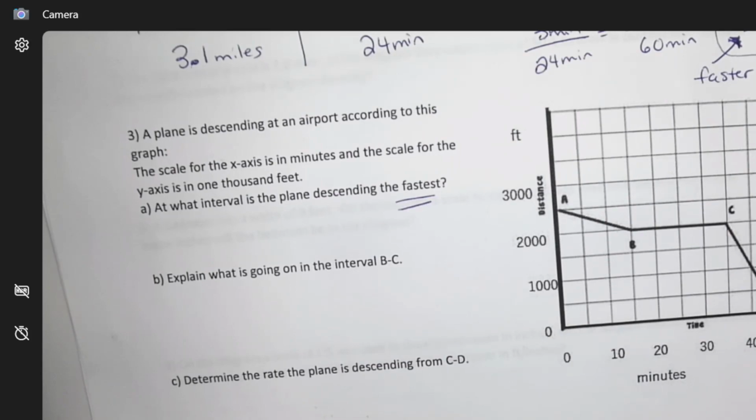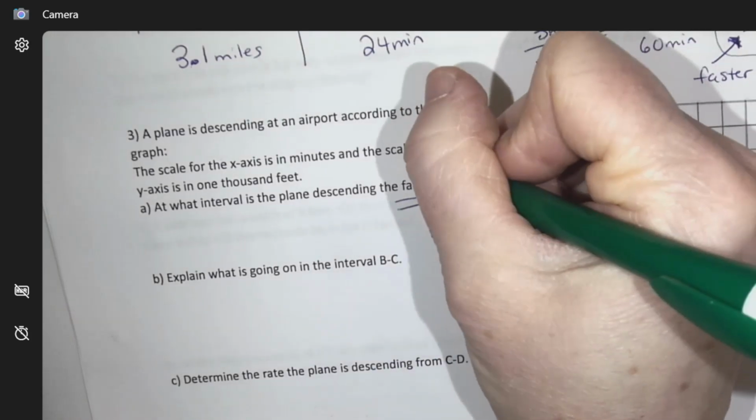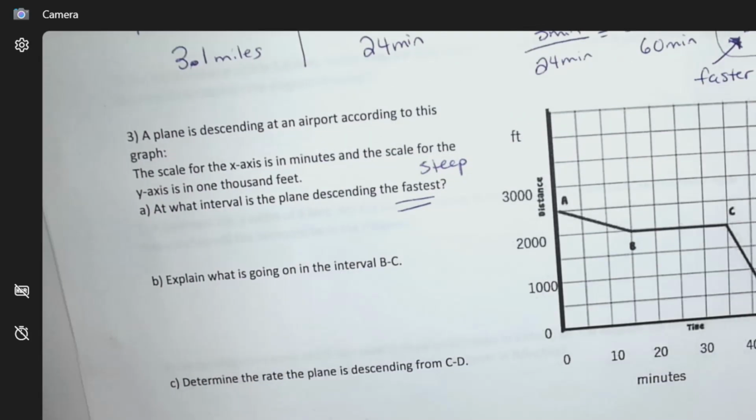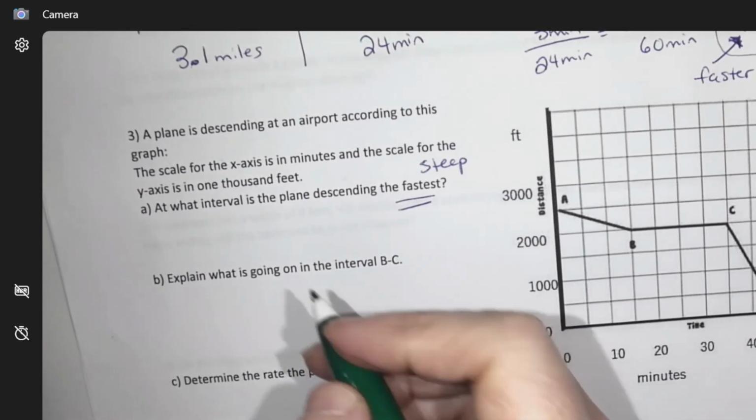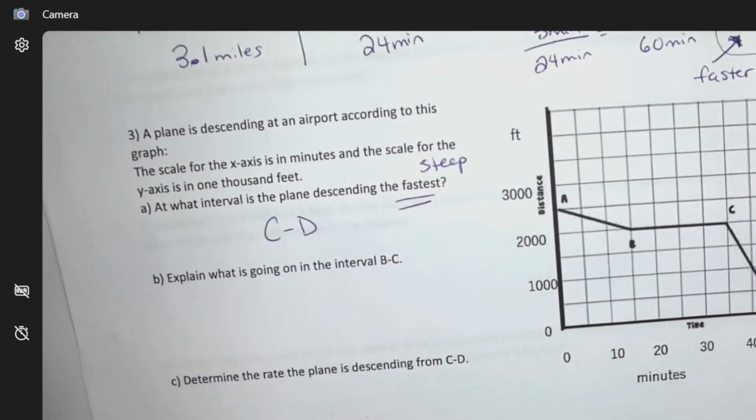How do you know something is fastest according to a graph? What are you looking for? You're looking for something that's steep. So which part of this would be the steepest line? I would say C to D would be steeper, right? A to B is a little bit more flat.